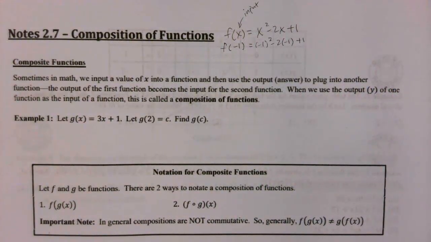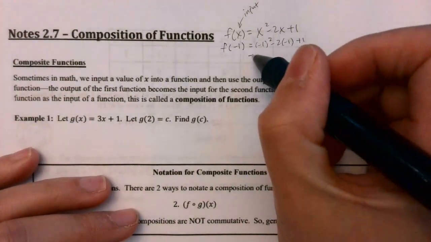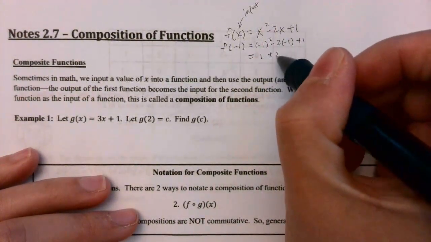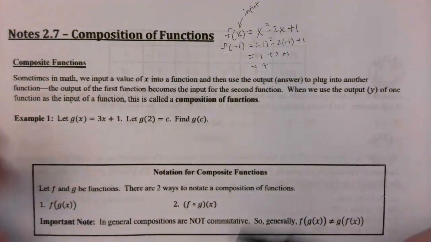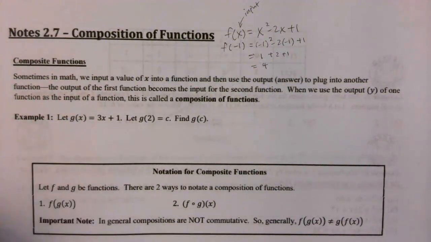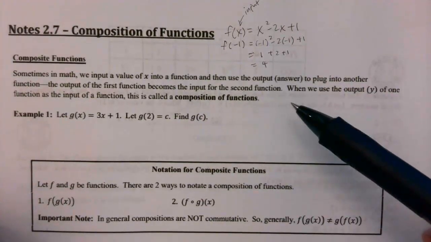And then it's equal to -1 squared is 1, plus 2, plus 1. That's going to be 4. Okay. So today we're going to combine functions together, and that's called a compositional function.